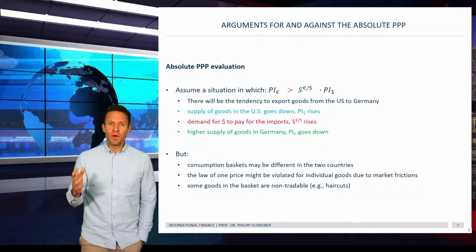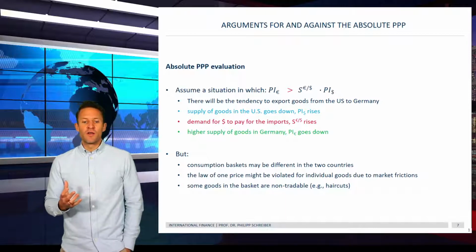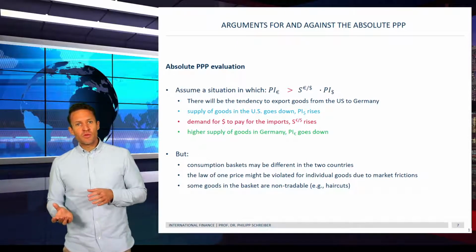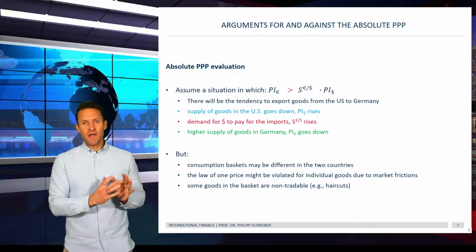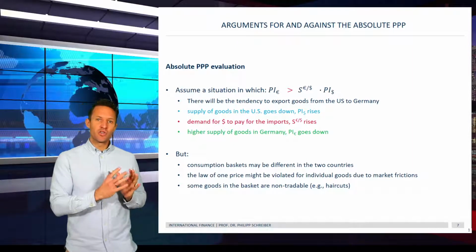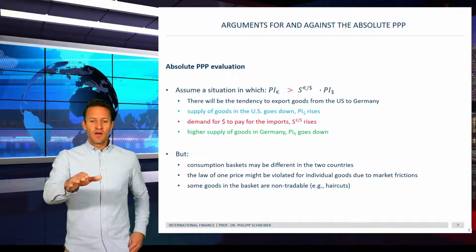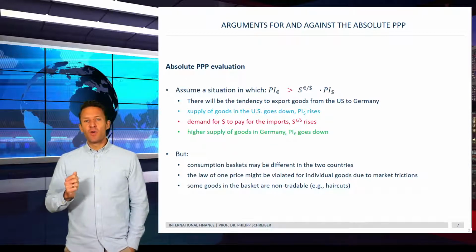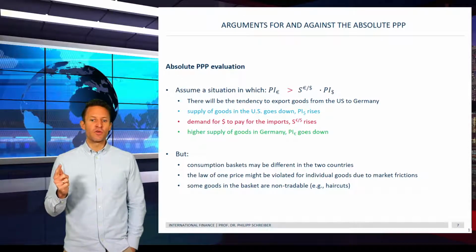Why should the purchasing power parity, the absolute one, hold? So what is the idea? I mean, we can start with a situation where it does not hold. So let's say the basket is more expensive in Germany than in the US. So this is the equation here in the first bullet point. The price in euro is higher than the US dollar price if we convert it to euro.